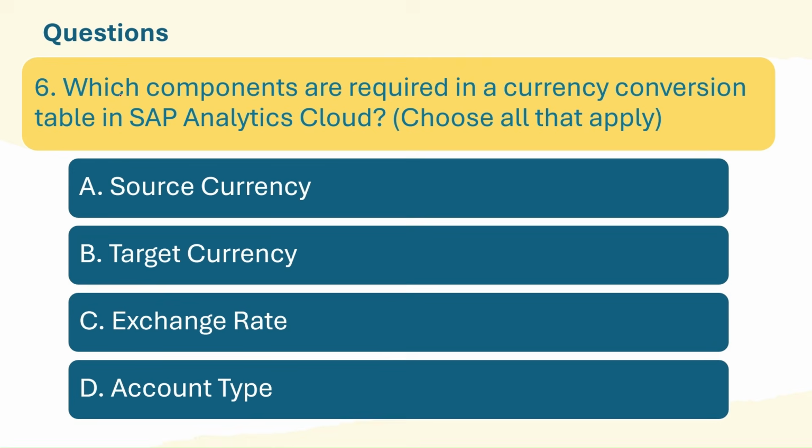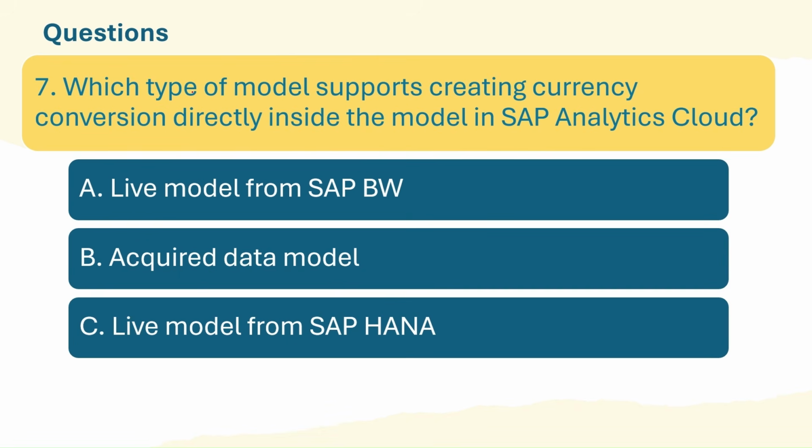Question number 6 is, which components are required in a currency conversion table in SAP Analytics Cloud? Your options are source currency, target currency, exchange rate, and account type. Choose all that apply. Which type of model supports creating currency conversion directly inside the model in SAP Analytics Cloud? Your options are live model from SAP BW, acquired data model, or live model from SAP HANA.